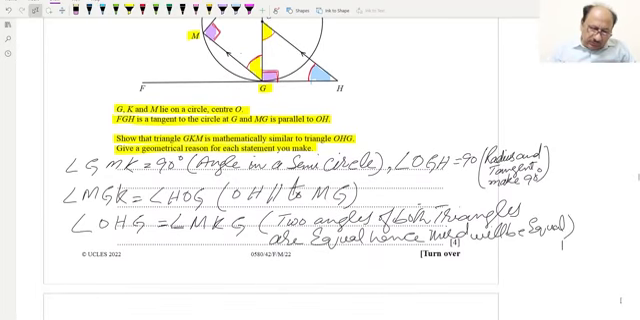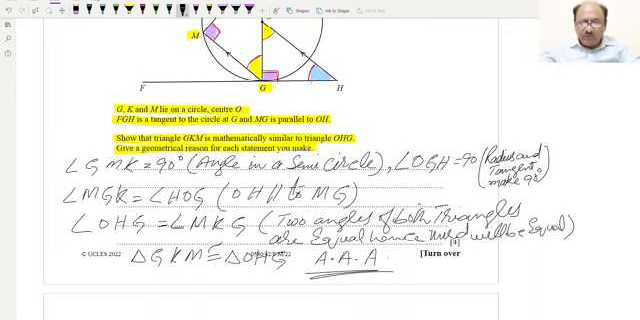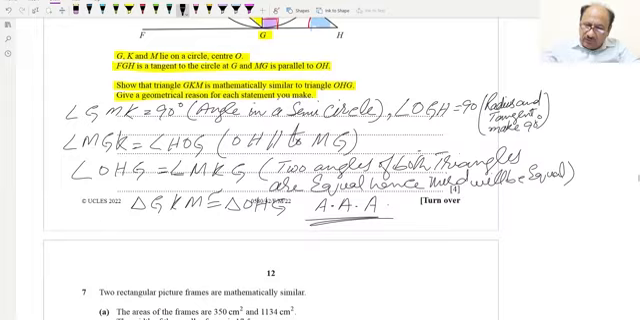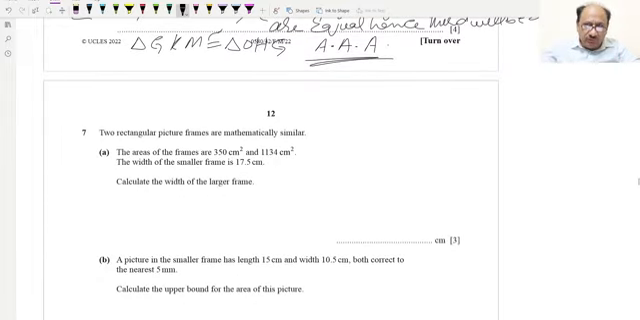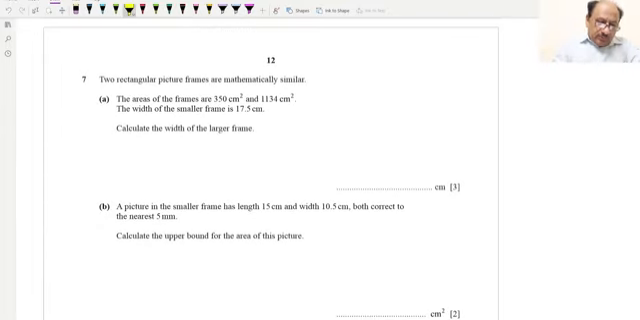And now we can say triangle GKM is similar to triangle OHG, and we will write angle postulate. That's all. So this will be sufficient, and this is a 4-mark question which we have done. Hopefully you understood this.